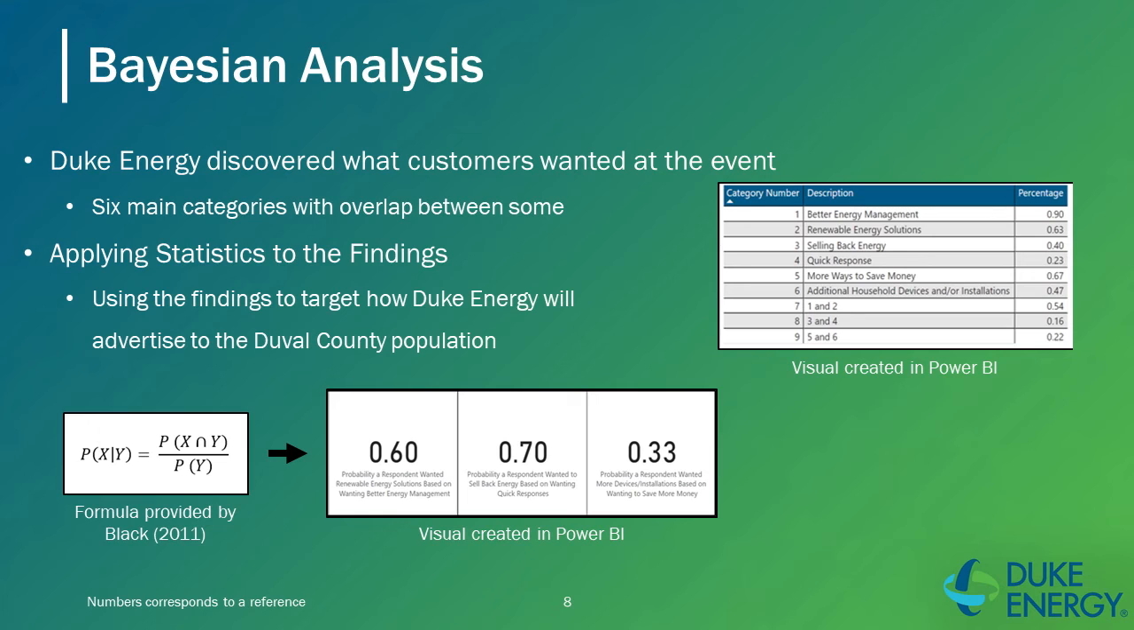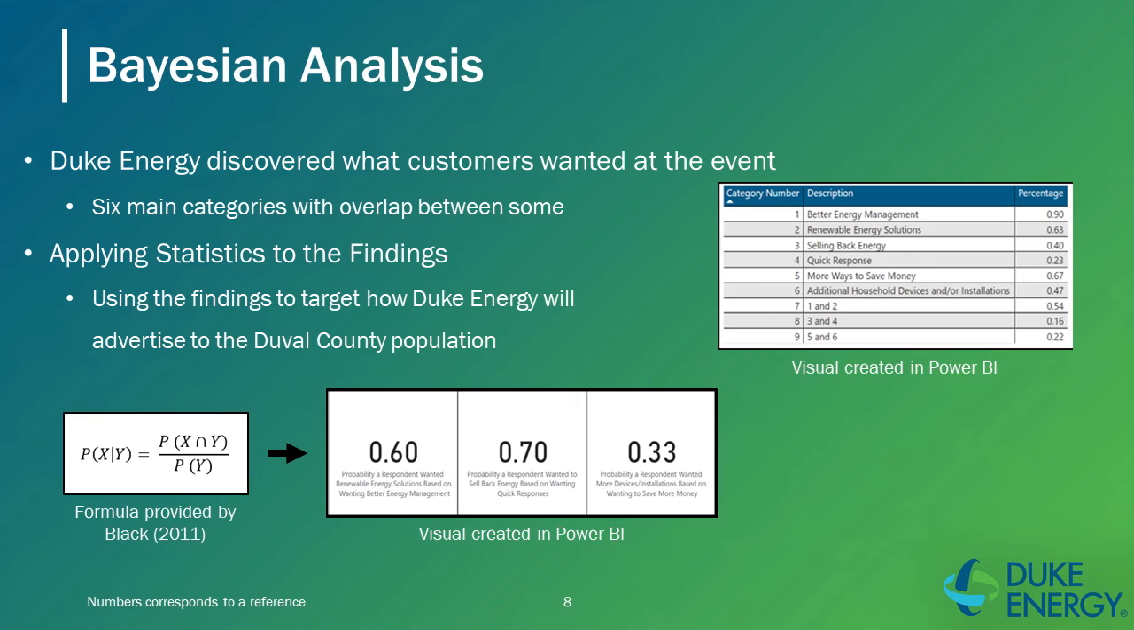Based on what Duke Energy found from the respondents, statistics can be applied to discover the probabilities using what is known. The formula shown on the screen relates to Bayes' theorem, and the company was able to find the probability of a person who is interested in the renewable energy solution and also interested in a better way of managing energy through the use of this formula. As a result, the company was able to find that 60% of respondents who were interested in a renewable energy solution were also interested in a better way to manage energy. Duke Energy was able to use these findings to market how they want emails, letters, and ads to the Duval County population to be sent out.